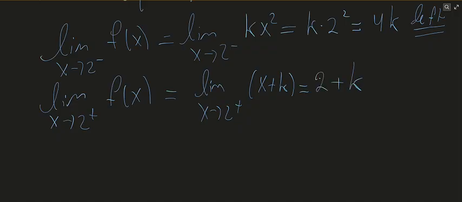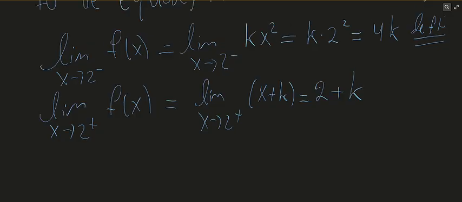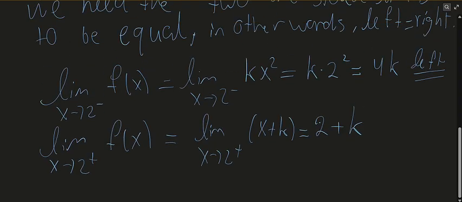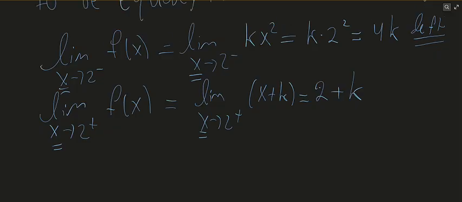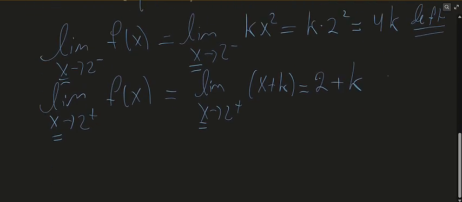I'm literally plugging in place of x, not k. K is still a variable, k is still an unknown that we need to figure out. The variable that I am plugging into is x. Notice the limit says x. X approaches something, so I need to do that. Good. So in this case, I got 2 plus k. That's going to be the right.